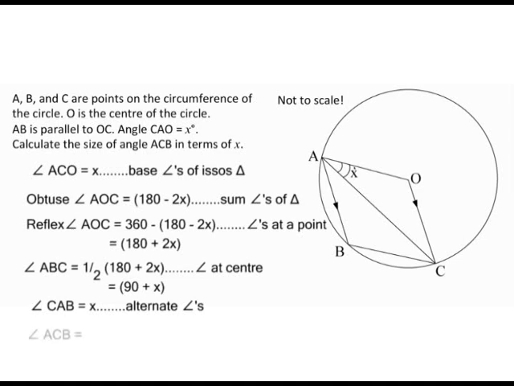Finally, ABC is a triangle. Sum of angles is 180 degrees. We already have x and 90 plus x. So what is remaining? We have 180 minus (x plus 90 plus x), and that gives us 90 minus 2x. Good luck with angles.